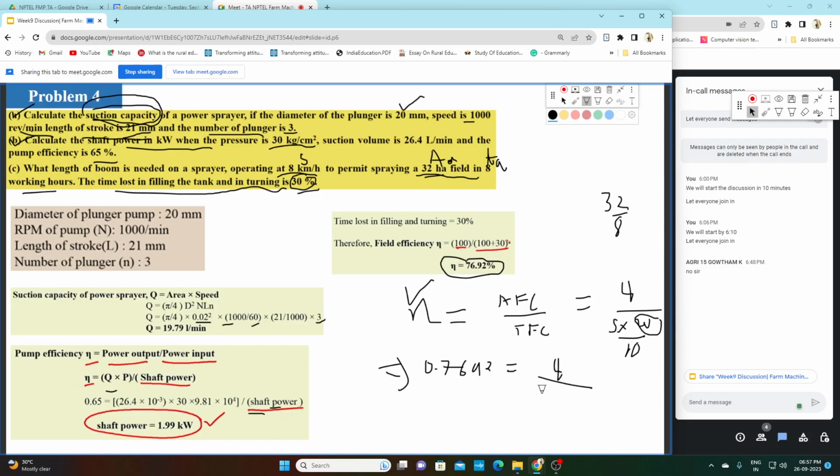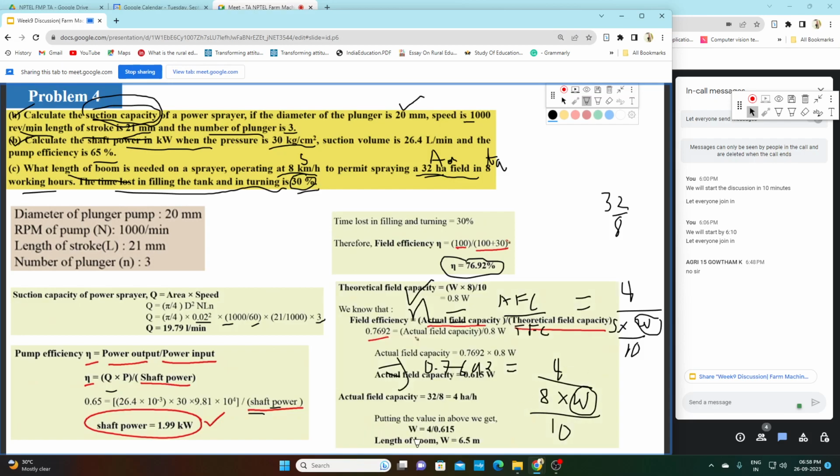We know the speed, that is 8 km per hour. But we don't know the W, that is the length of the boom, or we can say the width of the boom, divided by 10. So when you solve this, you will find W, the width of the boom, or the length of the boom. When you do the calculation, your length of the boom will come to 6.5 meter. So is this question clear?